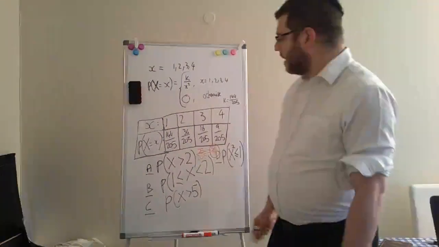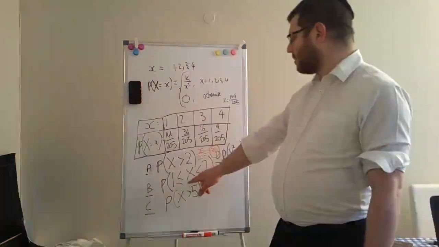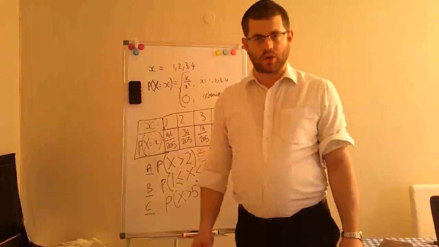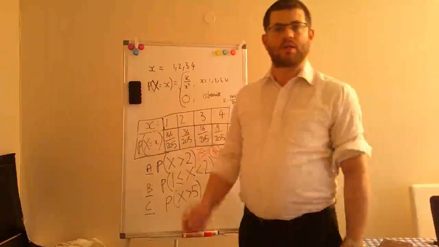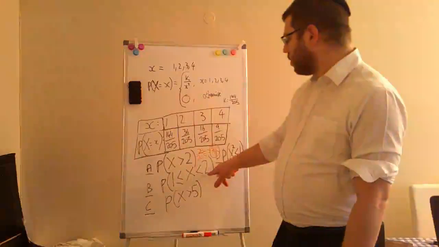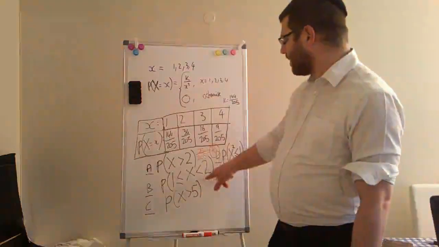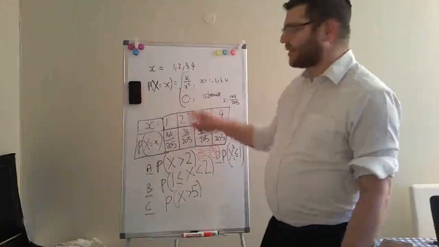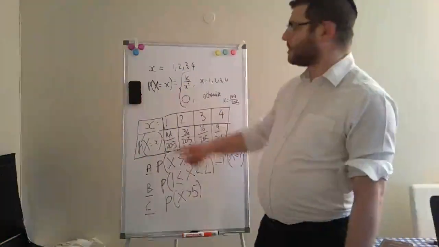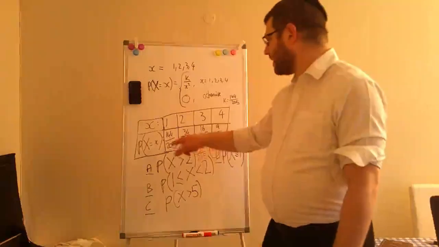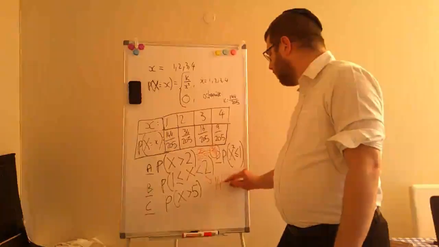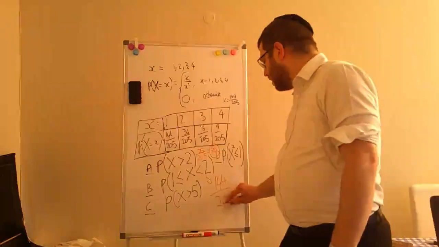Right, part B. Part B says, what's the probability that the random variable takes a value between 1 and 2, including the 1, but not including the 2? You have to be careful with these inequalities, are they strict or not? So between 1 and 2, including the 1 and not including the 2, well, I'm not allowed to have the 2, and there's nothing else between 1 and 2. So it's exactly that. That's actually the same as probability x is equal to 1. So that is simply that probability over there.